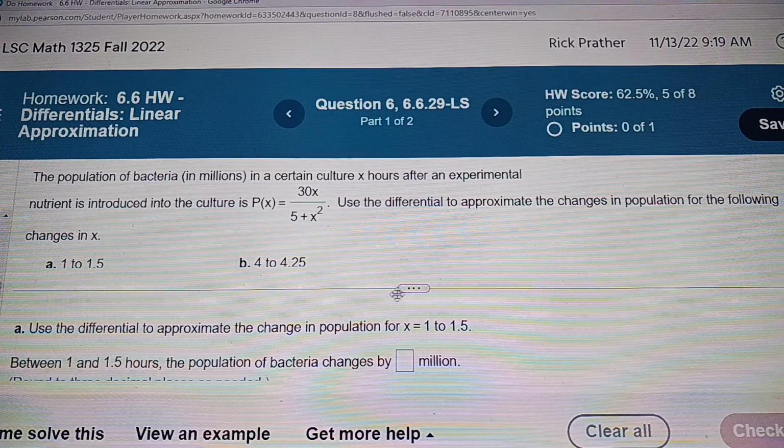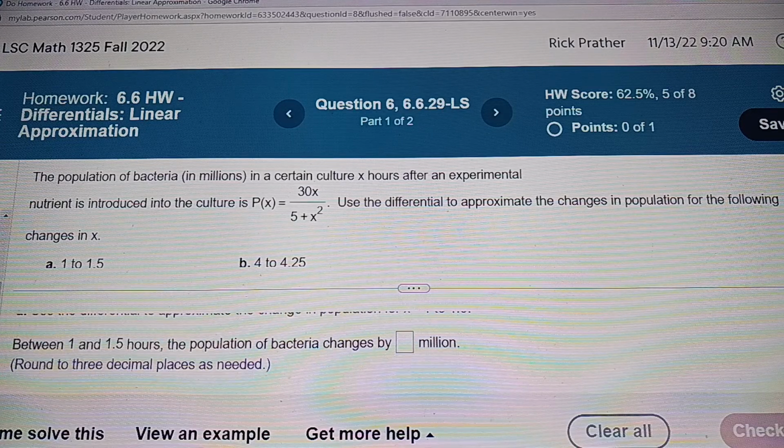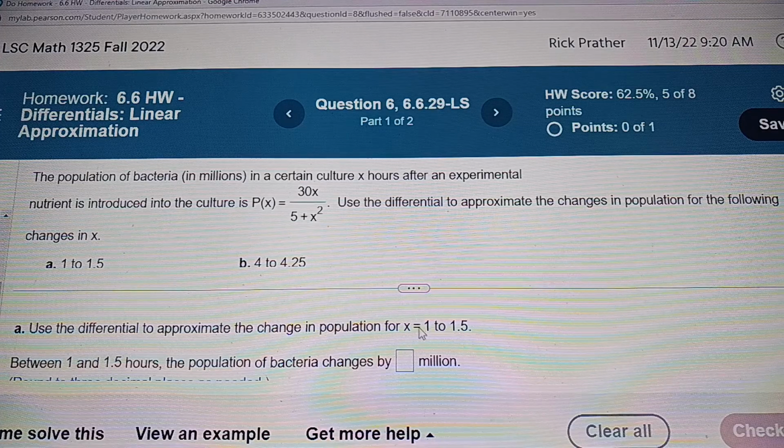Okay, here's one about a population. The population of bacteria in millions, and luckily the answer wants millions, in a certain culture, x hours after an experimental nutrient is introduced to the culture. We got this rational function right here. So same kind of deal. If we change the time a little bit, how will the population be changed? So change the time from 1 hour to 1.5 hours. How many millions more bacteria will there be?